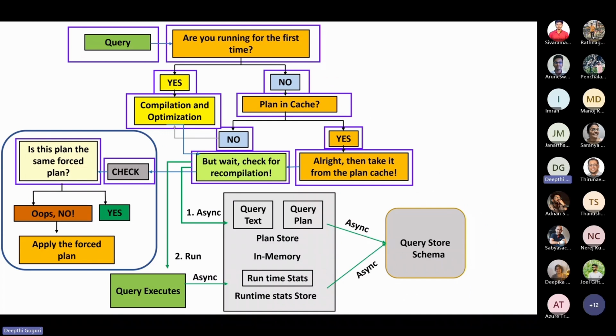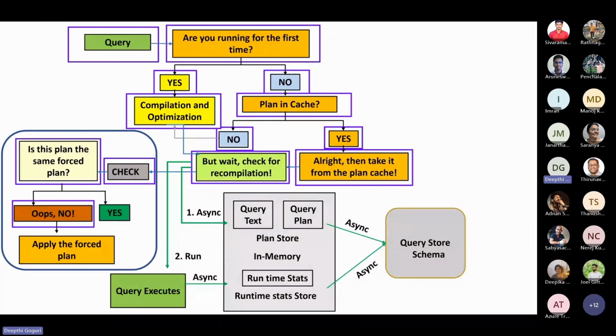The forced plan is saved somewhere, and the plan that got generated or taken from the cache is a different plan. So they will be compared together, and if the plan is not the same, there might be a scenario where the plan is an entirely new plan. For example, you forced a plan, and then some other DBA or a developer comes into play and deletes an index which is used in that forced plan.